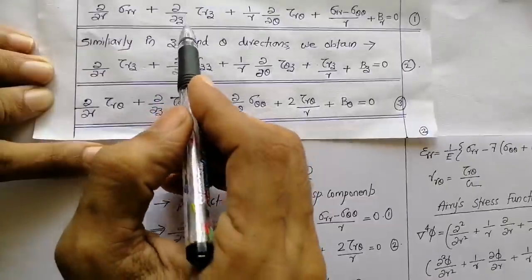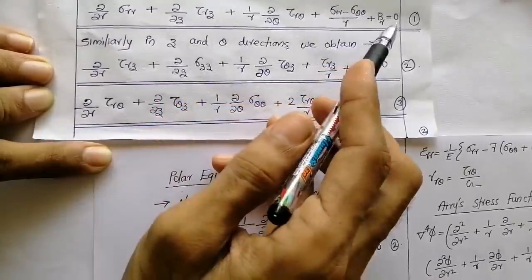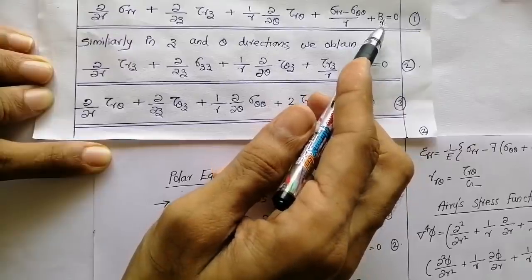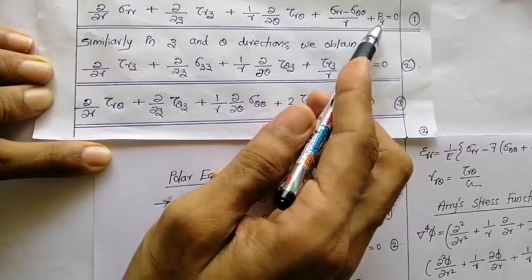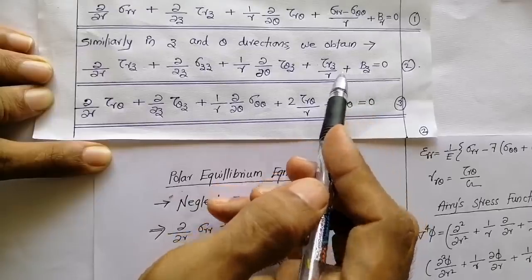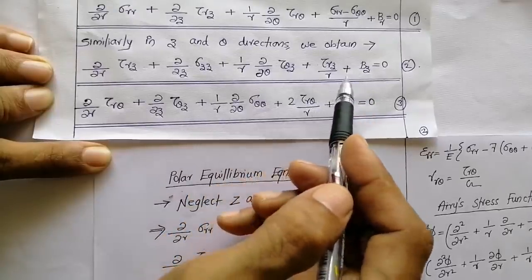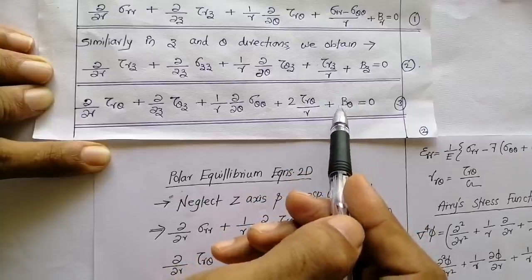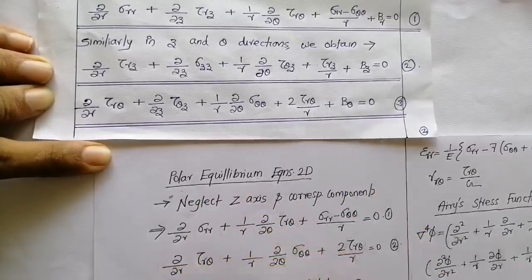Now this is the equilibrium equation in r direction. So how to understand? I have mentioned Br, that is body force in r direction. This is, I have mentioned Bz, that is body force in z direction. So this is the equilibrium equation in z direction, and this is the equilibrium equation in theta direction. So we have three equilibrium equations.